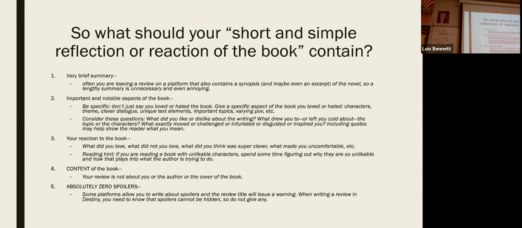Important and notable aspects of the book. This is where you get specific about what you've read, what you've liked about it, what you didn't necessarily like about it. Okay. There's an author, Marilynne Robinson.